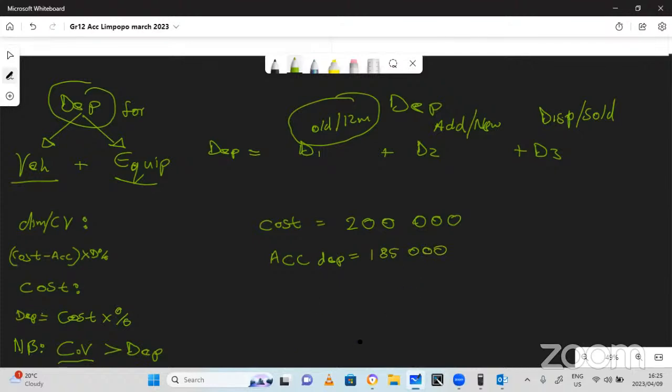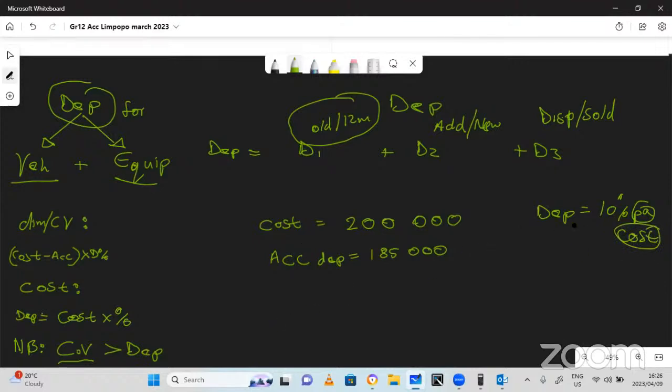So this is the accumulated depreciation that the car had at the beginning of the year. Now we are told to calculate the depreciation for this year, for this car, and we are told that depreciation is calculated at 10% per annum. So the depreciation is calculated at cost, using the cost method, on the straight line method.